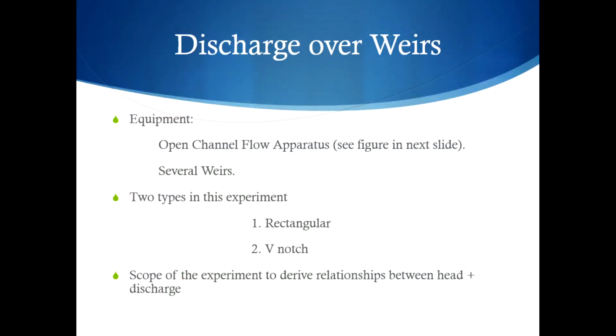So for the equipment in this experiment, we will be using the open channel flow apparatus and several weirs. And there are two types of experiments. We will use a rectangular weir and a V-notch weir. The scope of the experiment is to derive the relationships between head and discharge. These will be the two important parameters we will be obtaining in this lab.